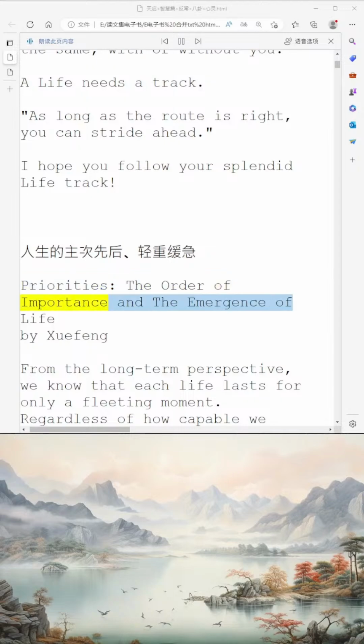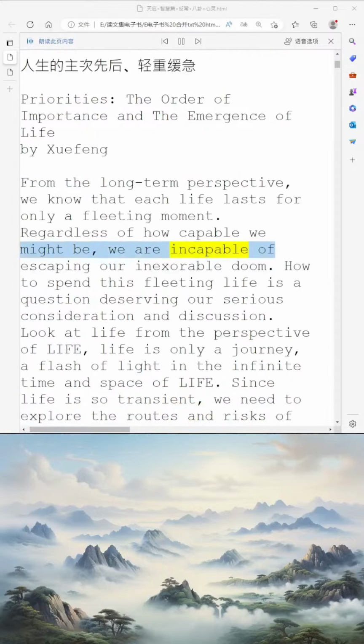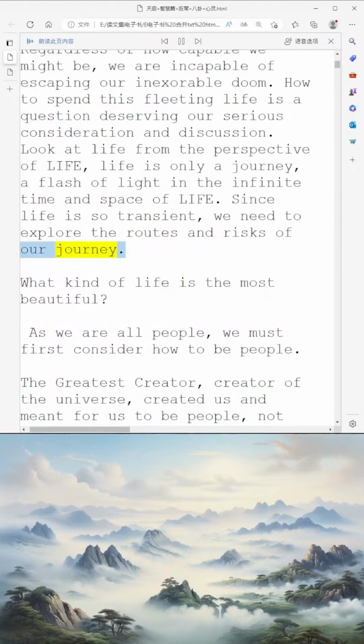Priorities, the order of importance, and the emergence of life. From the long-term perspective, we know that each life lasts for only a fleeting moment. Regardless of how capable we might be, we are incapable of escaping our inexorable doom. How to spend this fleeting life is a question deserving our serious consideration and discussion. Look at life from the perspective of life. Life is only a journey, a flash of light in the infinite time and space of life. Since life is so transient, we need to explore the routes and risks of our journey.